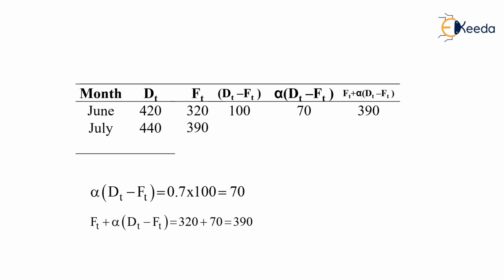In a similar manner for the July month, we have the forecast value of 390, and when we find the difference, it is 50, and when we multiply it with alpha, we get 35. Finally, using Ft plus alpha of (Dt minus Ft), when we add that value to the older forecast, we get 425. Hence, the forecast for the July month is 425.